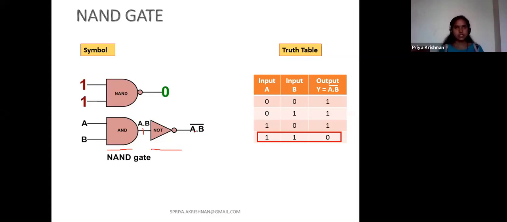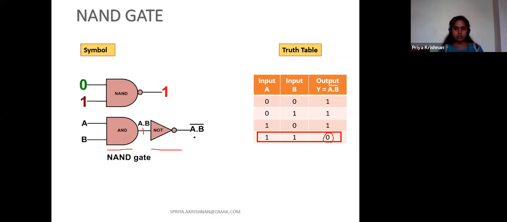Let us recall what we discussed in the AND gate. The AND gate output will be 1 only when both the inputs are 1, in the last condition. For all the previous conditions, the output is 0. If I put a NOT gate and invert all this output, then what will I get? Only for the last condition I'll get 0, and all other conditions I'll get 1.